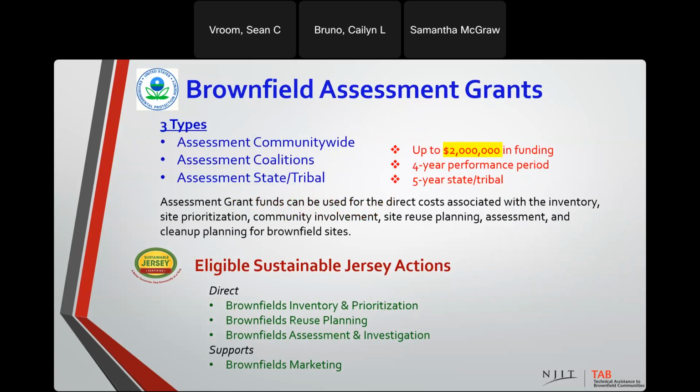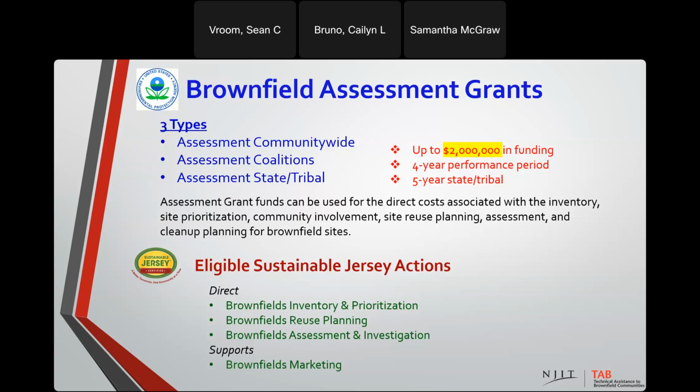The next grant that's available is the Brownfield Assessment Grants. Now, there are three different types of assessment grants. As municipalities, which I'm assuming most of you are, you would only be concerned with two of them. That would be your assessment community-wide grant and your assessment coalition grant. Basically, you have a target area. It's not just for a single site. You would have hopefully numerous sites identified within that area that you're going to identify and assess.